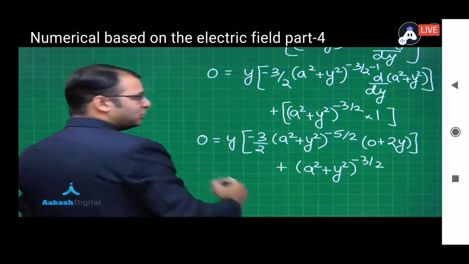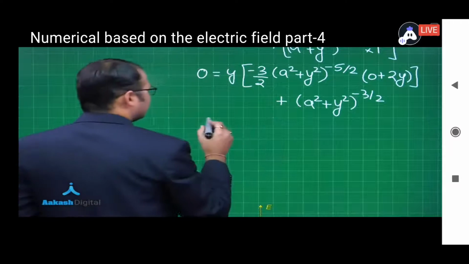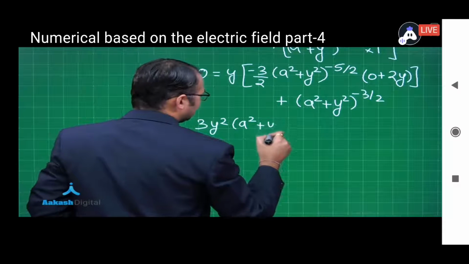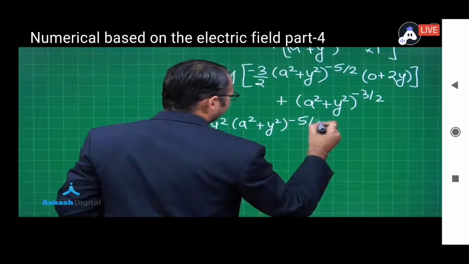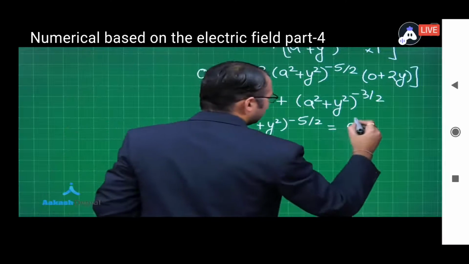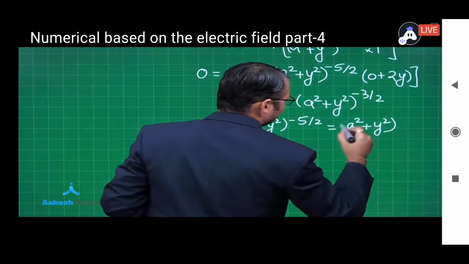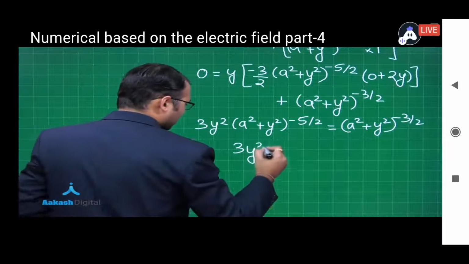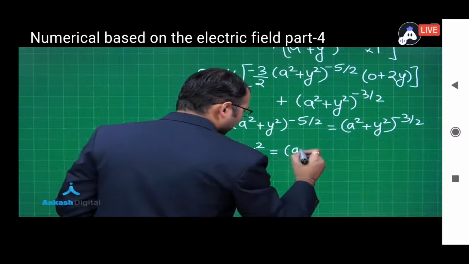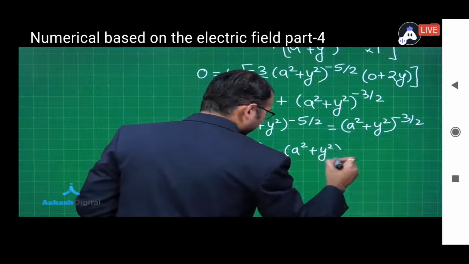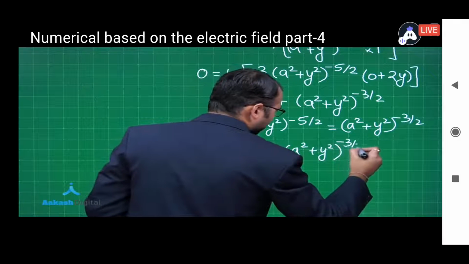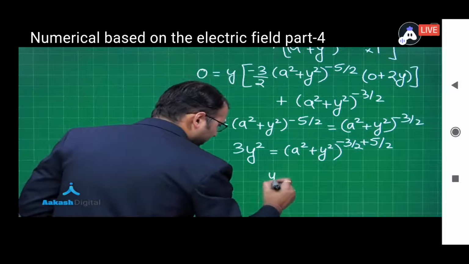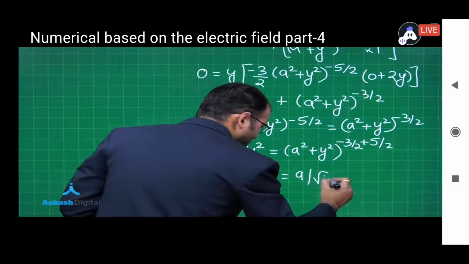This negative sign will become positive, and you will get 3y squared over (a squared plus y squared) minus 5 by 2 would be equal to (a squared plus y squared) minus 3 by 2. On simplifying, 3y squared equals a squared plus y squared. This is minus 3 by 2 plus 5 by 2. On simplifying, you will get y equals a by root 2.